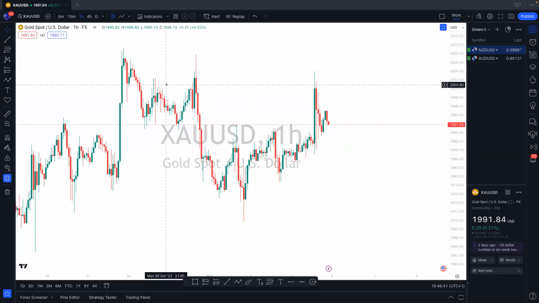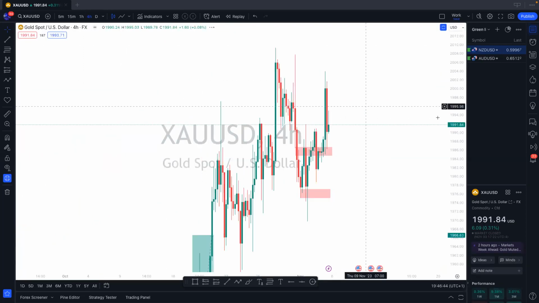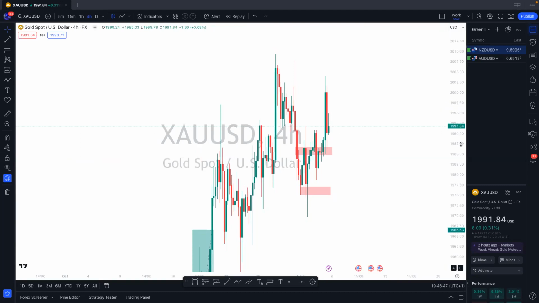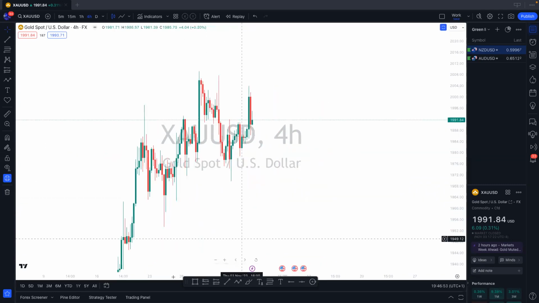So this is gold on the 1 hour time frame. Let's take a look at gold on the 4 hour time frame. This is why I don't like the structure on gold. Structure on gold is always tricky to look at. Wicks are always everywhere, flying everywhere.